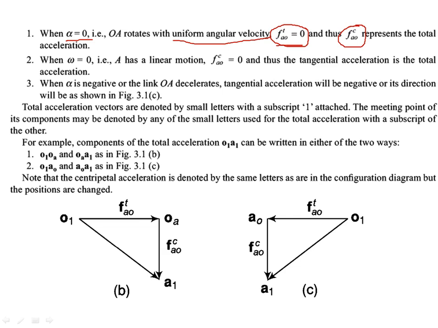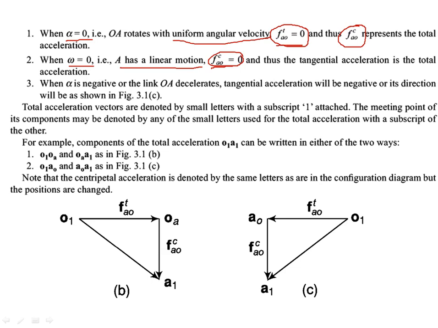Then the second one, when omega is 0, meaning the angular velocity is 0, in that case A has a relative motion, the centripetal acceleration part will be equal to 0, and it will have only the tangential acceleration as the total acceleration. Then the third case, when alpha is negative or the link OA decelerates, the tangential acceleration will be negative, or its direction will be shown as in the figure, which we will see now.